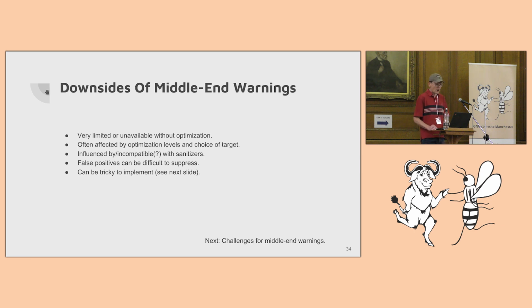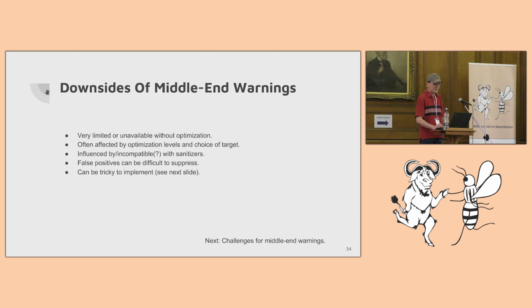Middle-end warnings are affected by optimization levels, and they can be affected by the choice of the target. So that tends to be a downside. They're not completely consistent from one target to the next or between optimization options. Middle-end warnings are influenced by or can be incompatible with sanitizers. And it would be nice to be able to use the undefined behavior sanitizer and also crank up warnings to detect as many problems in one shot as possible.